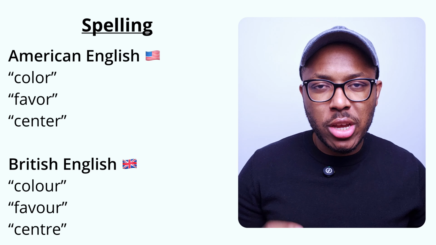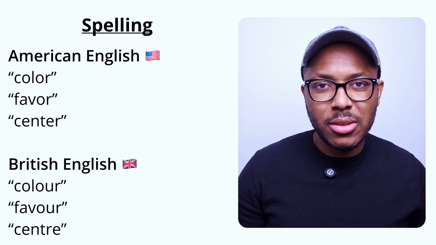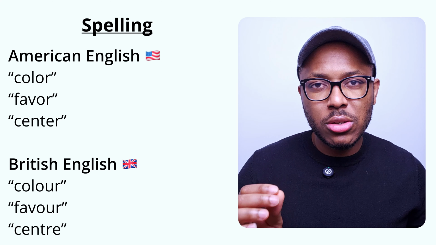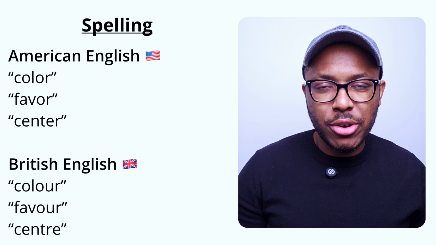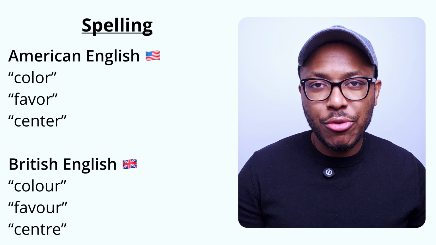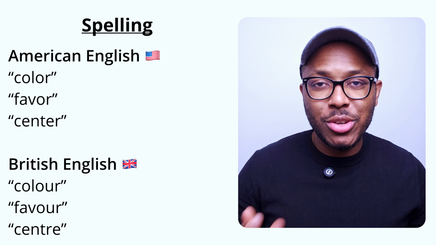Now let's talk about spelling. This one is the easiest. British English often uses color, favor, and center. In American English, same words, color, favor, center, spelled differently. Same words, different spelling. And again, this does not affect communication.